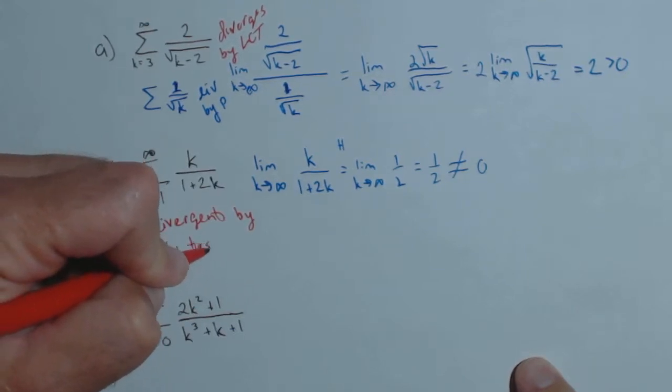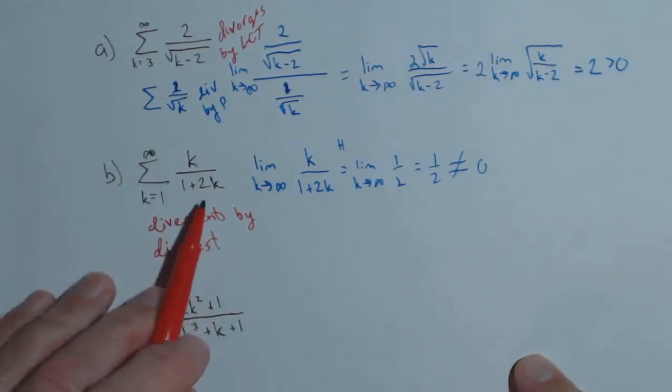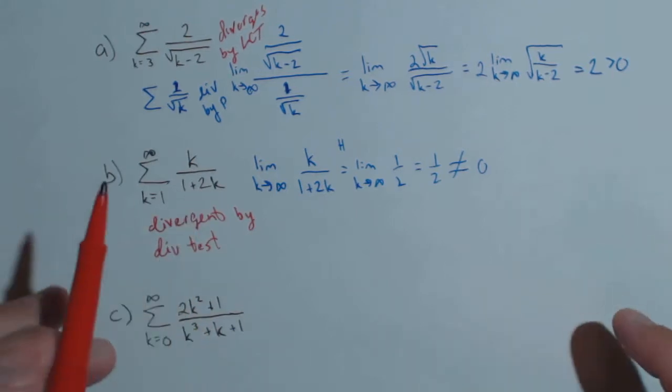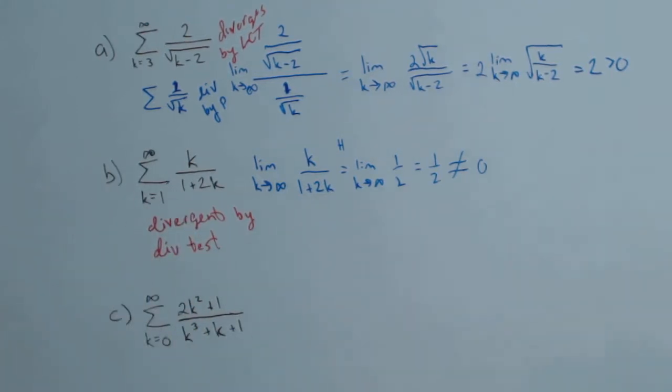I'm just going to call it the divergence test. Remember, if that sequence piece does not go to 0, you're done. There's no way it can converge, and that goes for alternating series too.